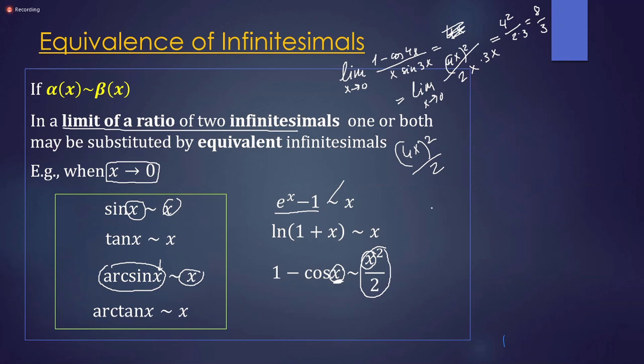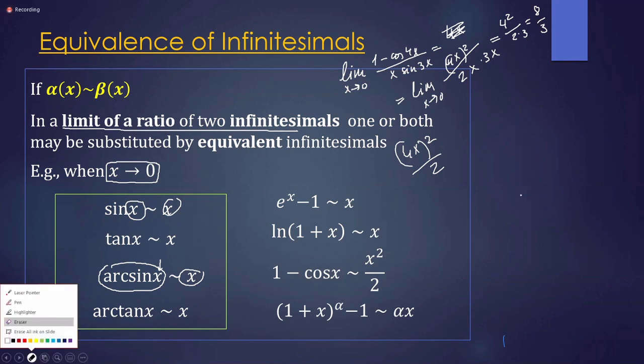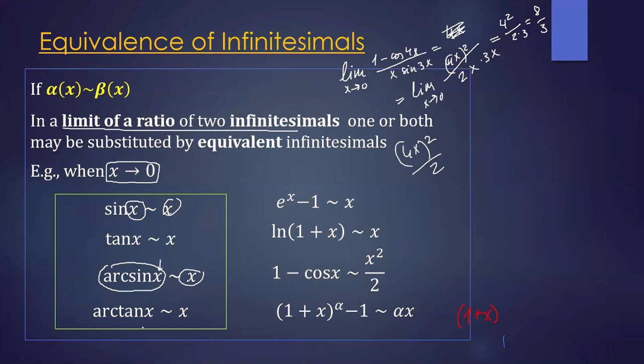And now we have another interesting equivalence where alpha is any real exponent. That would mean that, for example, (1 plus x) cubed minus 1 is equivalent to 3x. Or square root of 1 plus x minus 1. Square root means power 1/2, so alpha is 1/2 in this case. So this is equivalent to 1/2 of x.